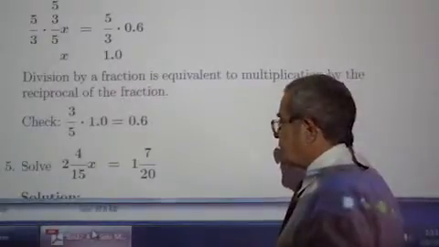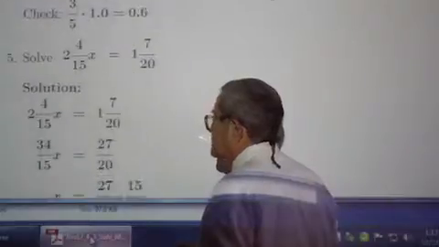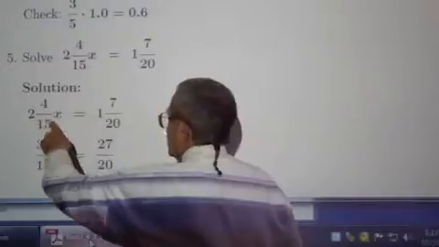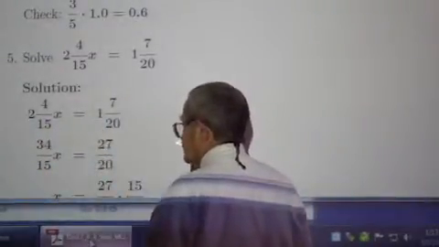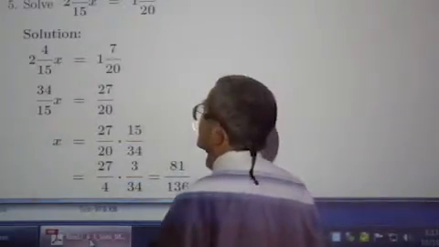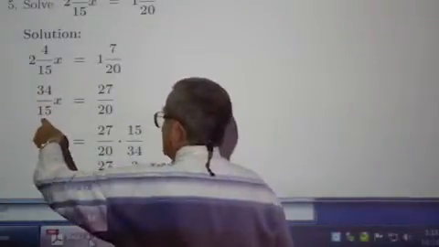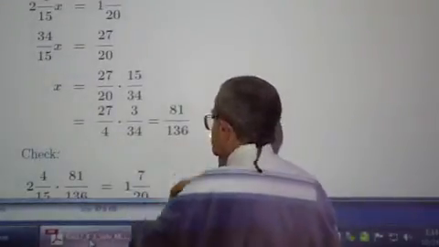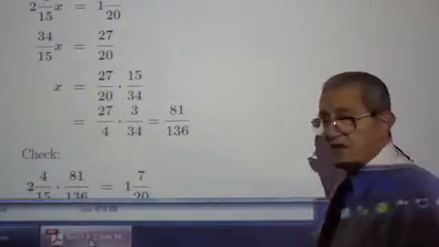Solve 2 and 4 15ths x, which is 1 and 7 over 20. I converted the 2 and 4 over 15 to an improper fraction, this to an improper fraction. I needed a common denominator. Oh, I am multiplying by the reciprocal, so I'm multiplying both sides by 15 over 34. I can reduce, and my answer is 81 over 136. Did you get that answer?